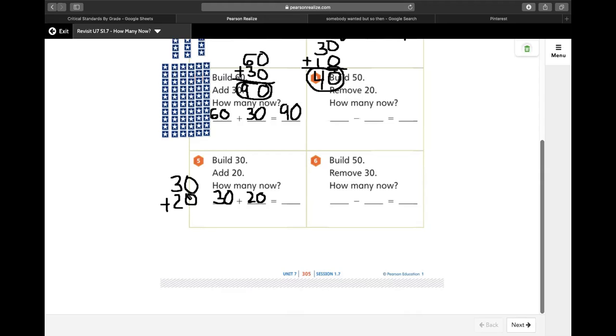Adding 20. When you're writing this, you want to make sure that your numbers line up, your zeros line up, and your other numbers line up. Remember, we start at the last column, go top to bottom. 0 plus 0 is 0. 3 plus 2, that's 5. Our answer is 50. So we started with 30, added 20. We got our answer, which was 50.